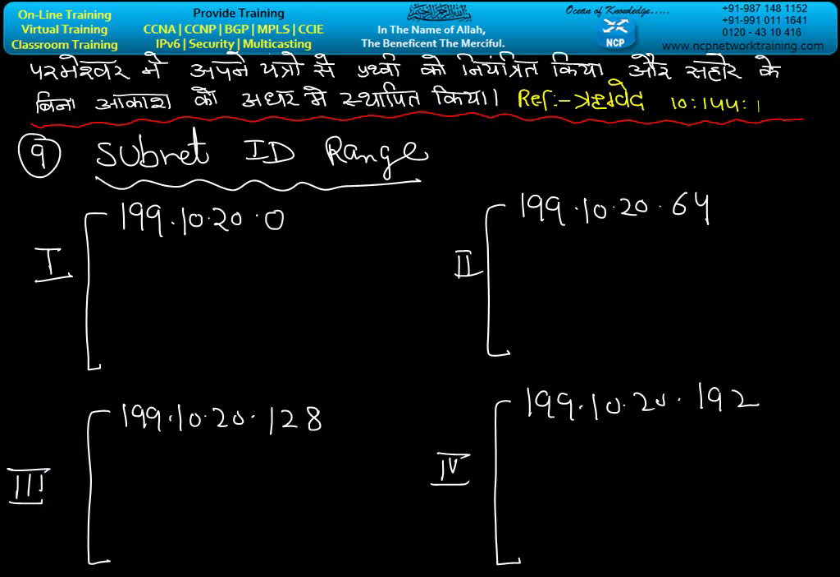All are NIDs. You know very well this is NID, 199.10.20.0 NID, but 199.10.20.64 is also NID. We will prove mathematically in the next slide. 128 is also NID and 192 is also NID.